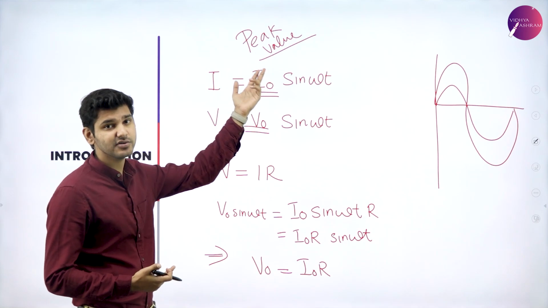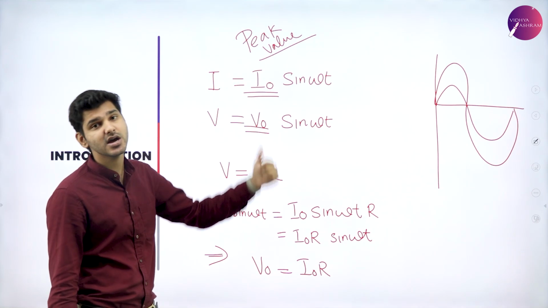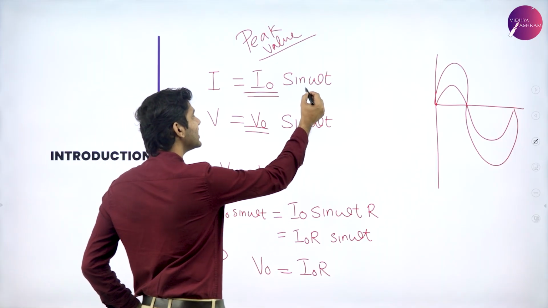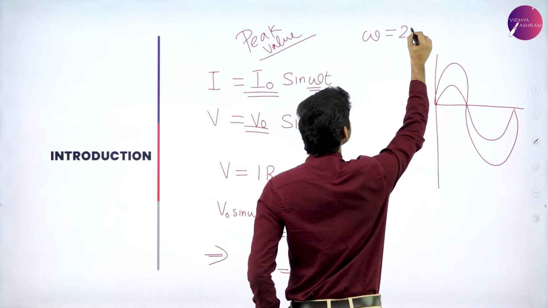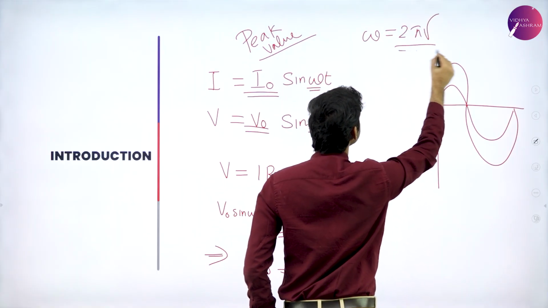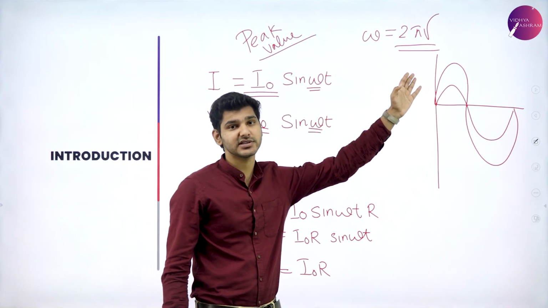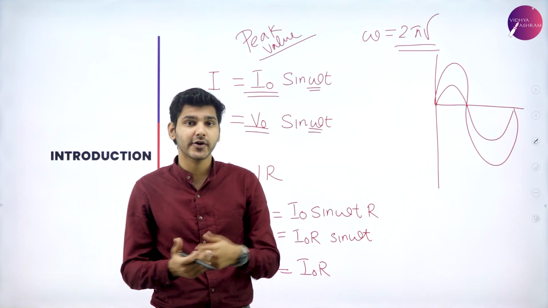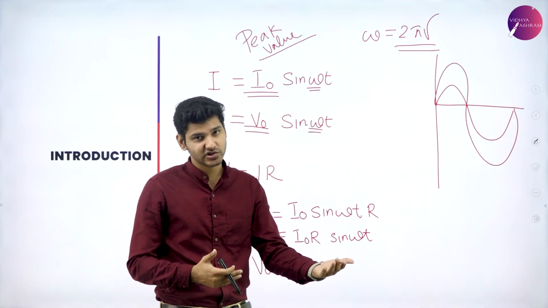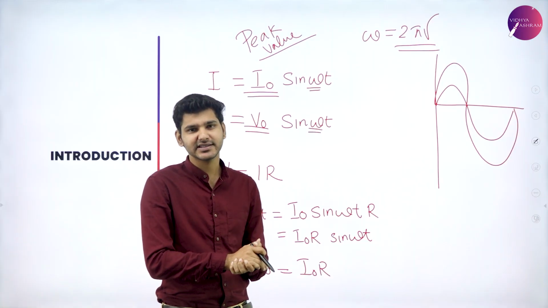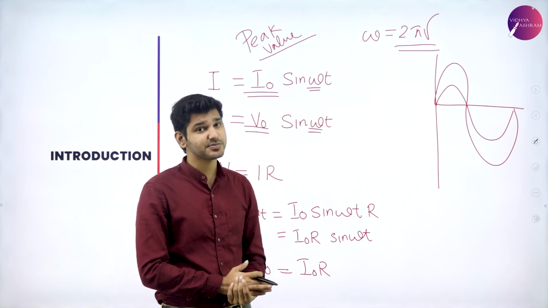Here it is the peak value I naught, and here it is the peak value V naught, which represent current and voltage. And this omega, you all remember, is equal to 2 pi mu. That is the relation between angular frequency and linear frequency. I am telling you all this ahead because we have a lot of problems to be solved. This is a numerically important chapter. Theory wise, it's very little, but you have a lot of derivations, and problems can be asked from this particular chapter.